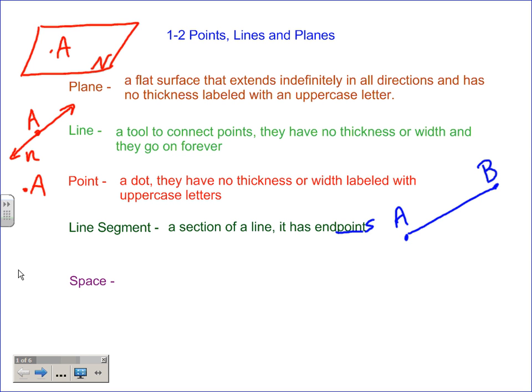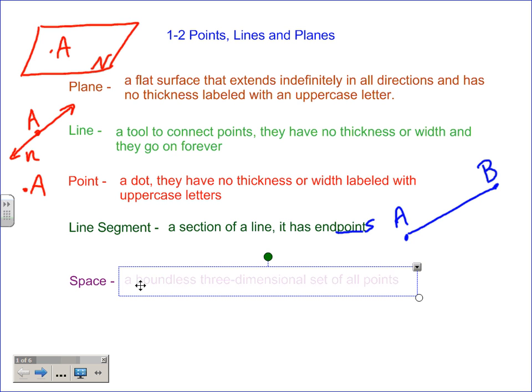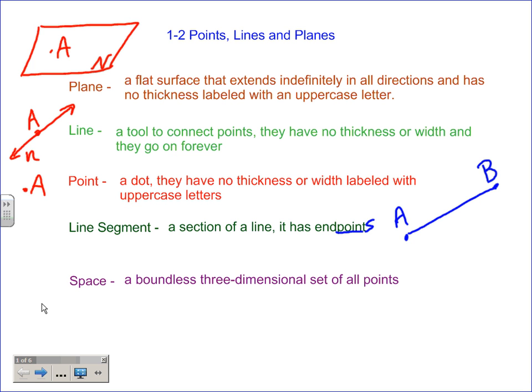Space. Yes, it is the final frontier, but not what we're going to use here. Not sure many of you would come up with this one. It's very short, but it's somewhat complex. A boundless, three-dimensional set of all points.